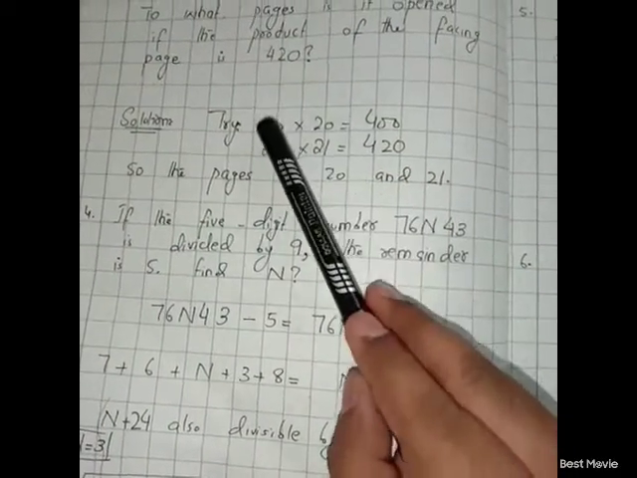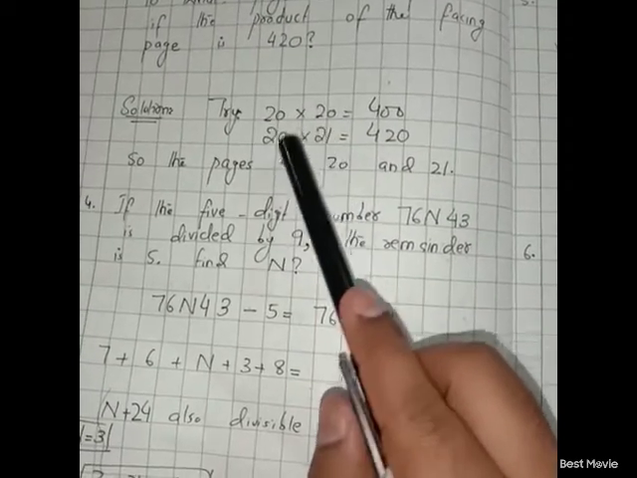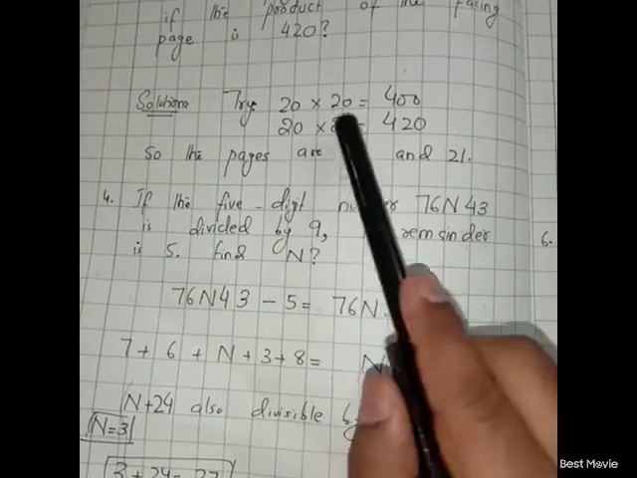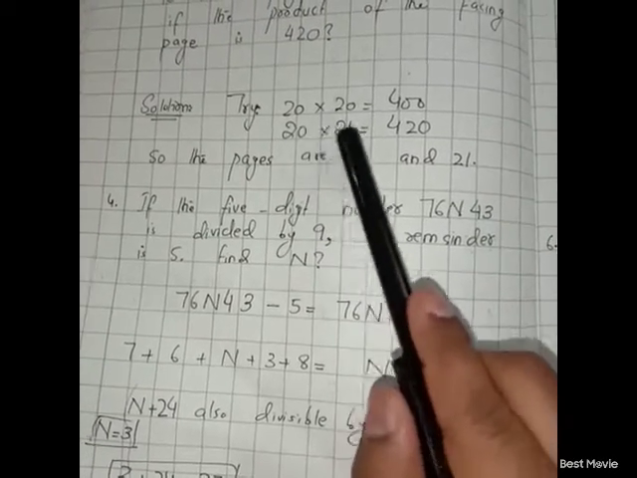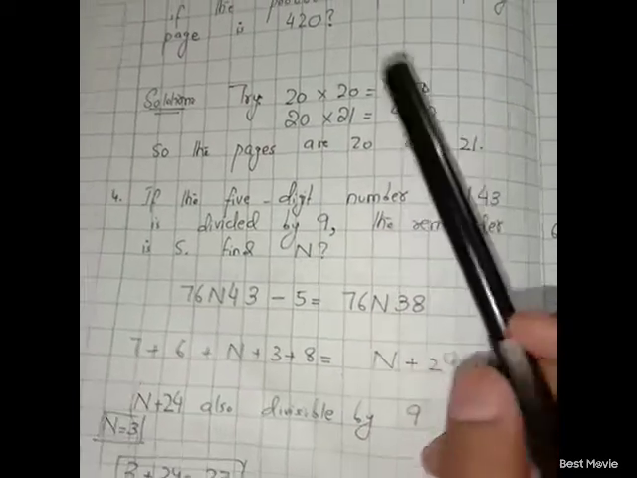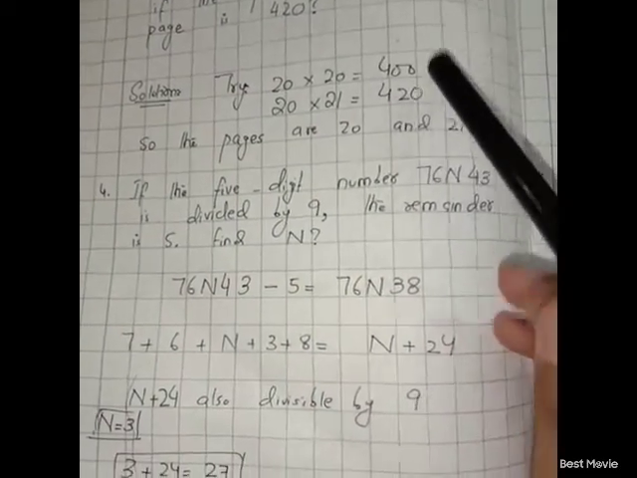If we multiply 20 with 20, the answer will be 400. If we multiply 20 with 21, the answer will be 420. So 20 and 21 are the numbers of the pages. If we multiply them, the answer will be 420. So the pages are 20 and 21. So this is our answer.